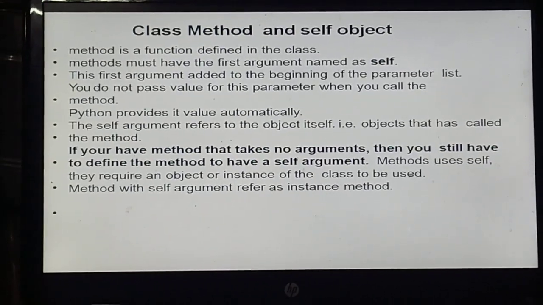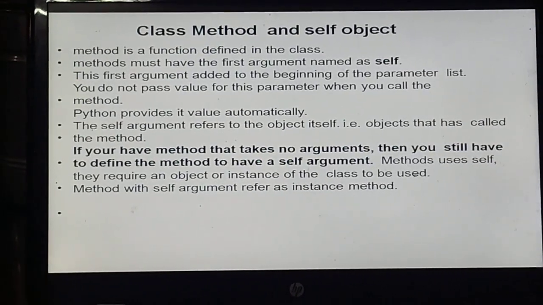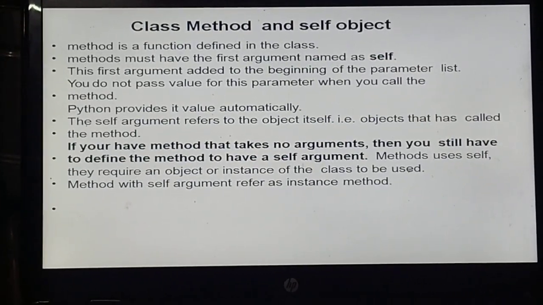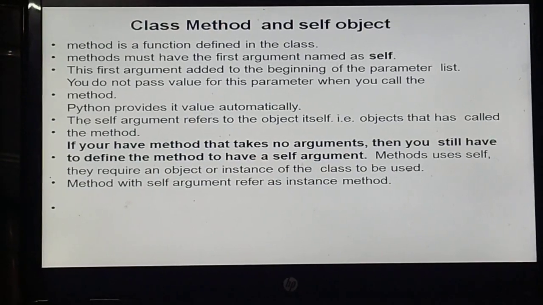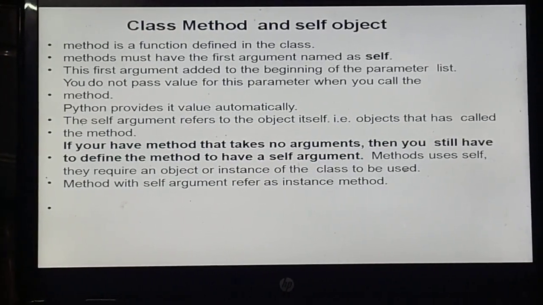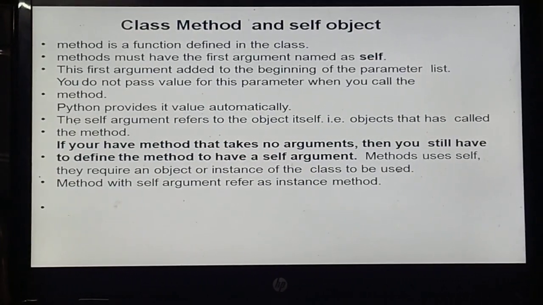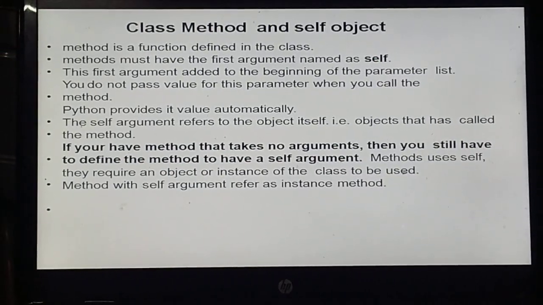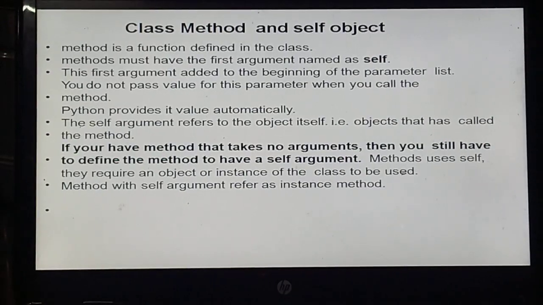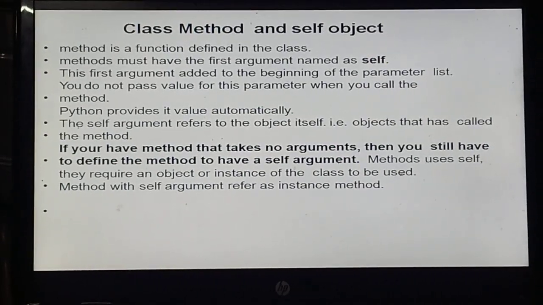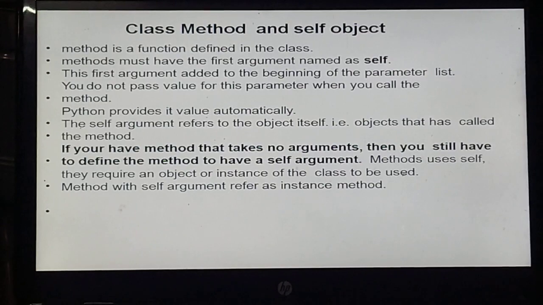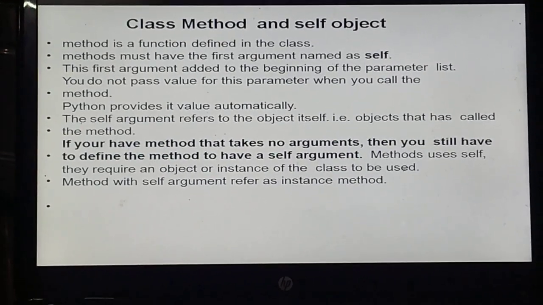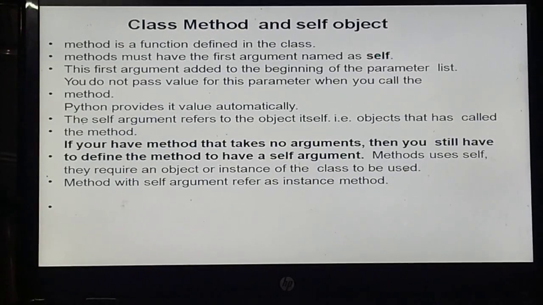Normally when we define parameters for an ordinary function, we need to give the values of those variables when we call the function, which we defined at the time of definition. But in the case of self, whenever we define a class method with the self object, we do not need to give the value of self. It is automatically provided by Python. The self argument refers to the object itself, which is why it is also known as the self object.